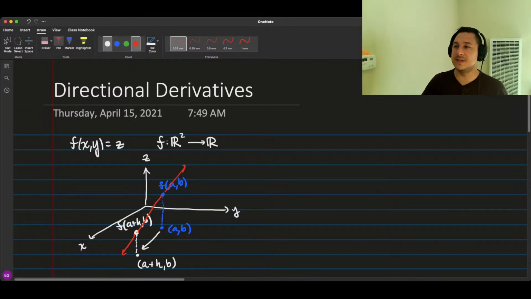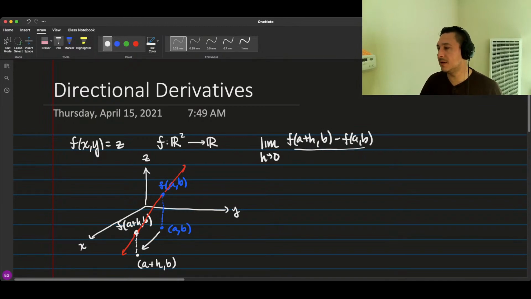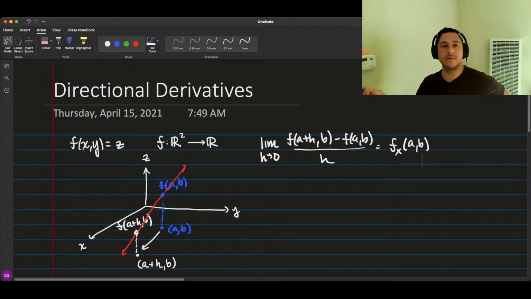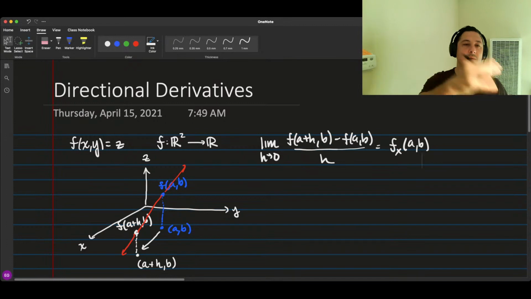Well, what could you do? You could take the limit of that secant line. So let's put the limit as h goes to 0 of f of a plus h comma b minus f of a comma b, all over h. Well, that gives us what we call the partial derivative with respect to x evaluated at a comma b. Why is it with respect to x? Because you formed this other point to make the secant line by moving it away in the x direction.